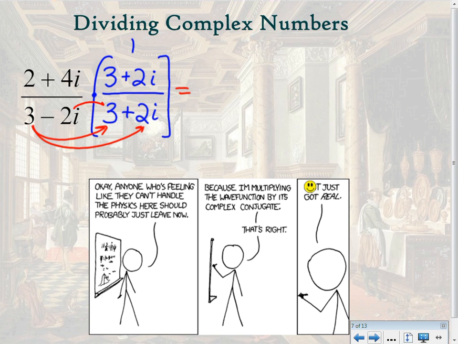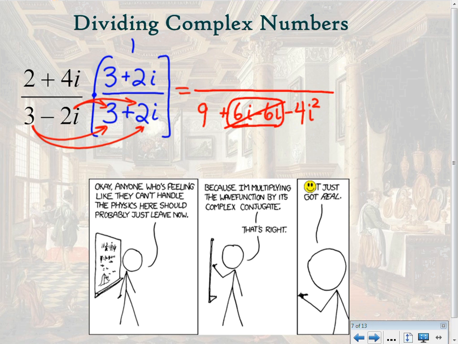So multiply everybody times everybody. If I do the math right at the bottom, 9 plus 6i minus 6i. See that? That's going to get rid of those i's. Our last term is going to be negative 4i squared. And that's our denominator. These middle terms are going to cancel. And I have 9 plus 4 on my denominator because i squared changes the sign. i squared is negative 1. So my denominator is 13.